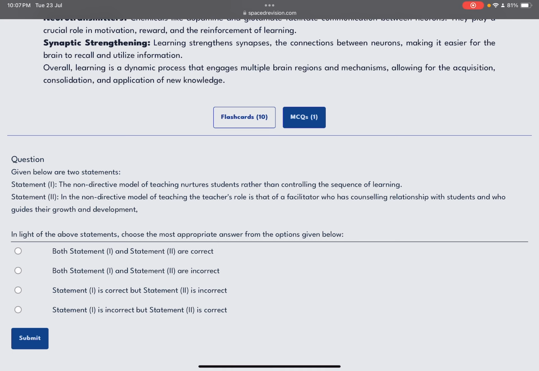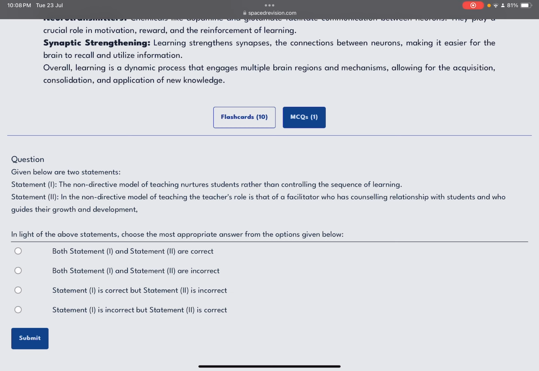All right. This can be a bit tricky and it had come in 2022 paper. The non-directive model of teaching nurtures students rather than controlling the sequence of learning. NTA loves playing around with words. Non-directive basically means that teacher is just acting as a facilitator rather than directly providing the knowledge. So it's understanding and reflective level of teaching.